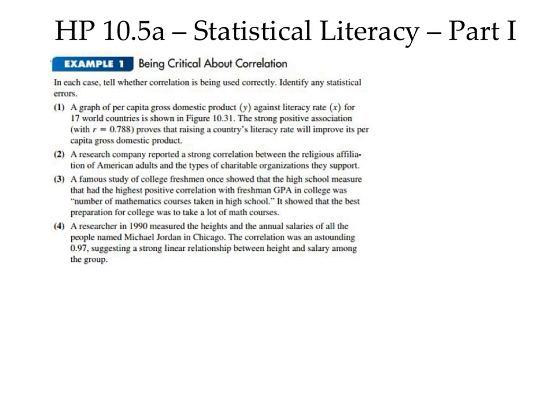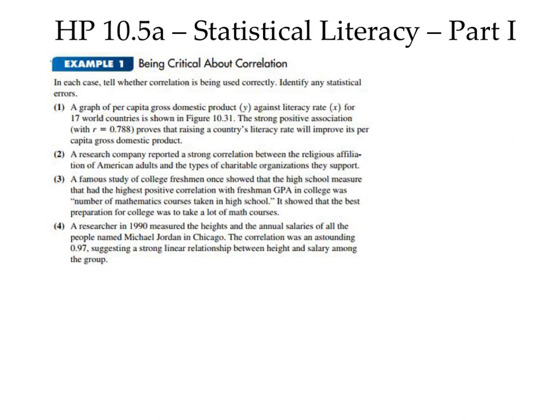The last one's kind of funny. In 1990, a researcher measured the heights and annual salaries of all people named Michael Jordan in the city of Chicago and had an astounding correlation of 0.97, which suggested a strong linear relationship between height and salary among the group.